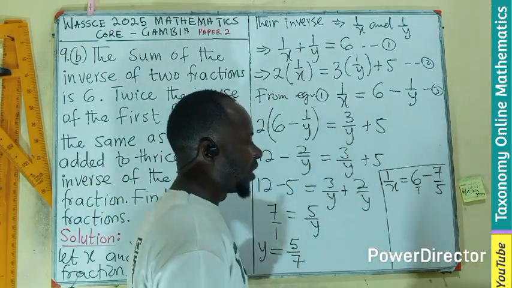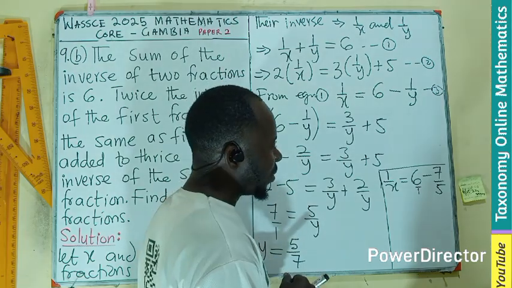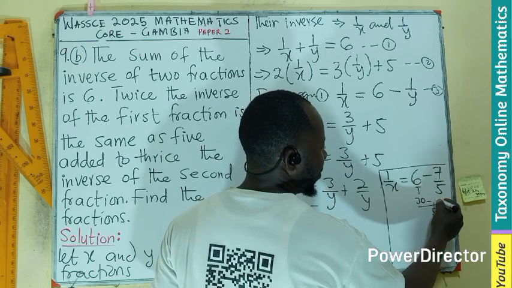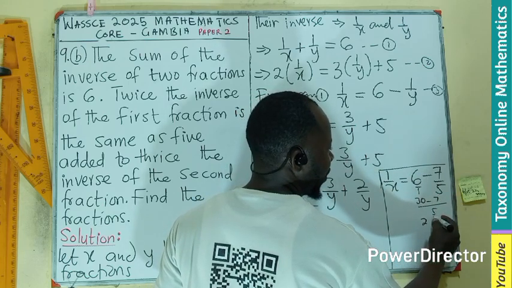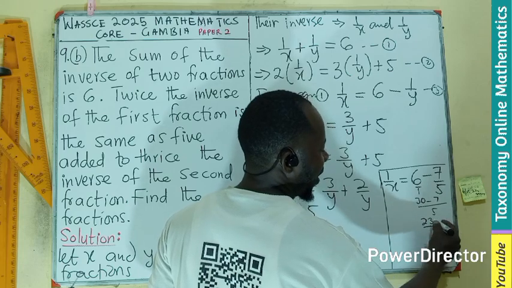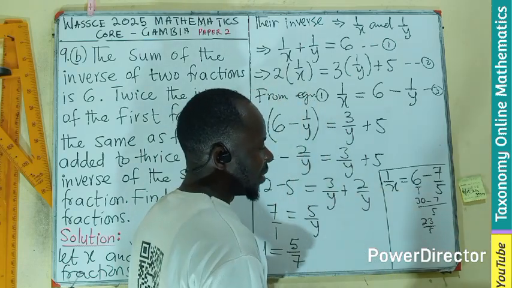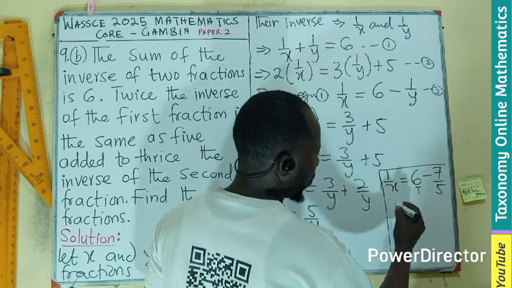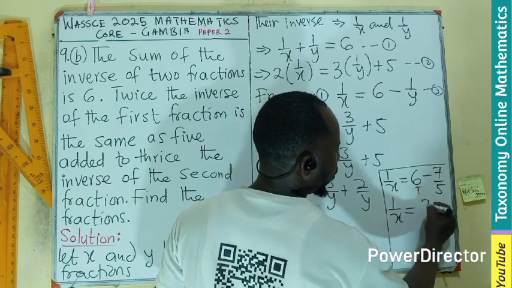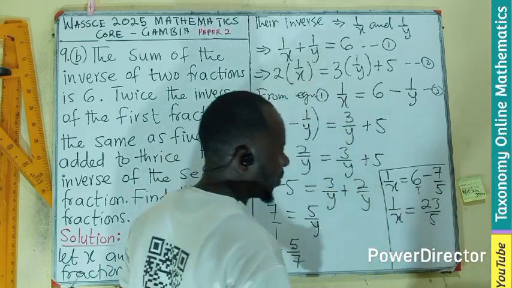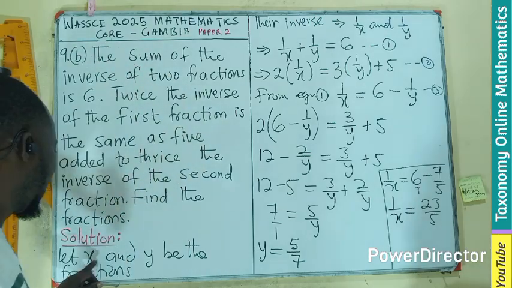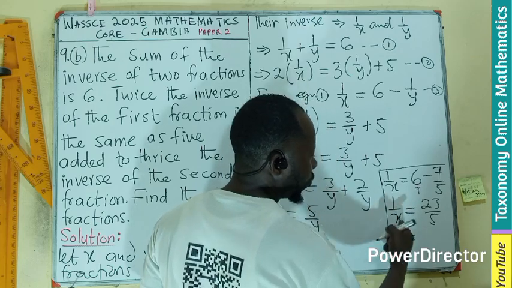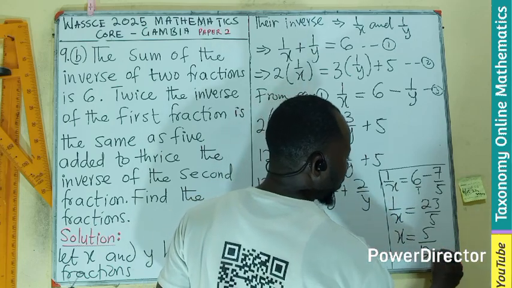Let's put this as a fraction. I'm trying to conserve the space, so bear with me. The LCM here is going to be 5. So it becomes 30 minus 7, that will be 23 divided by 5, right? So I can pick it from here and say that 1 on x is equal to 23 on 5. But we want the x, right? We want the fraction we are beginning with. So if that is the case, I can say that x will be equal to 5 divided by 23.